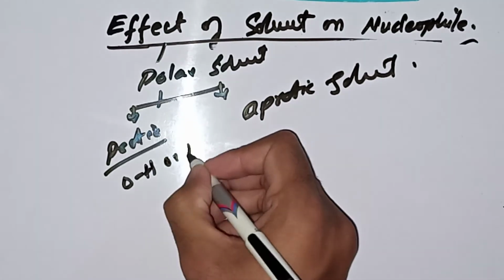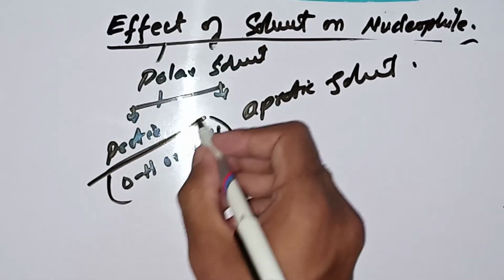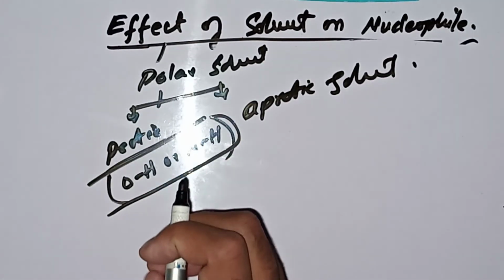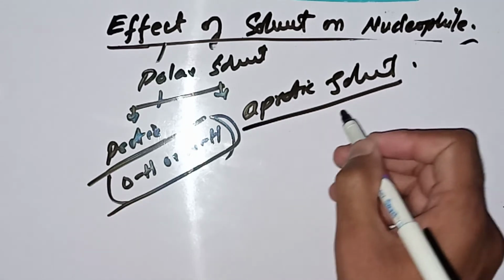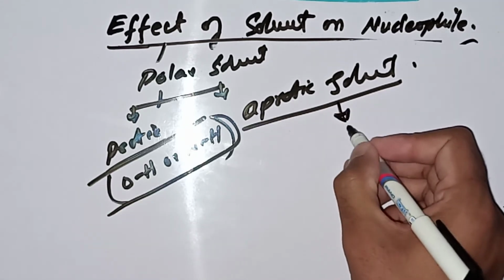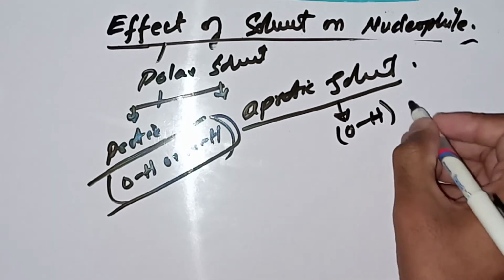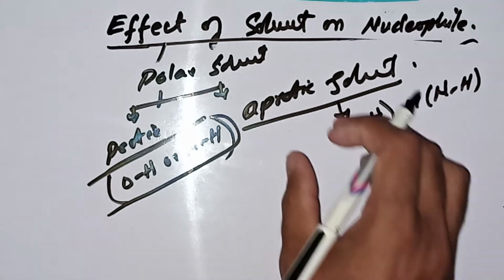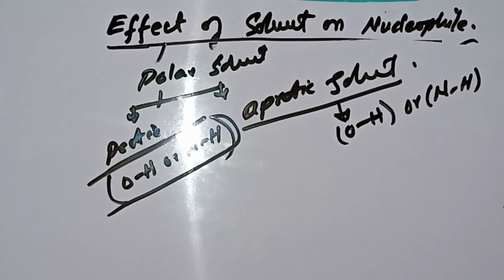Protic solvents are those polar solvents in which an OH or NH bond is present. Because of this bond, hydrogen bonding can be present. But aprotic solvents are those in which the solvent molecules cannot have OH or NH bonds, so these molecules cannot form hydrogen bonds.